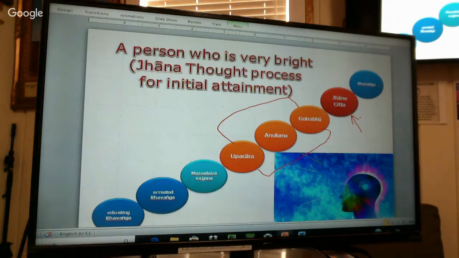So the concentration powers we can use like this. That's why we need concentration power. If you have concentration power, when you have physical suffering, like painful feeling, you can apply the concentration power. At that time, you will be free from suffering, the painful feeling. That's the benefit we can get from the power of concentration.